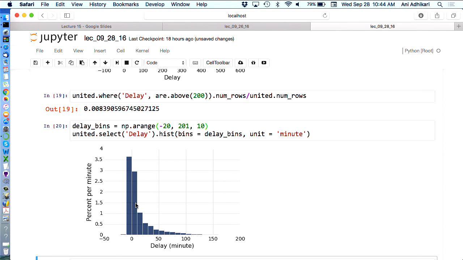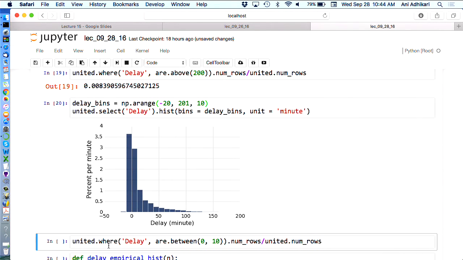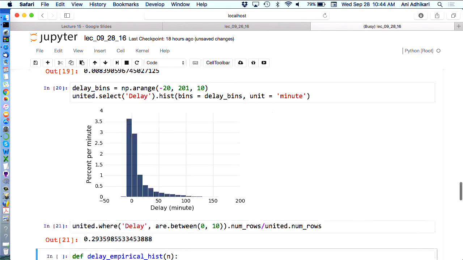Okay. Let's just confirm that. If you calculate what percent of the delays are between 0 and 10, then the proportion that you get is 29.35. Okay, just below 30, that's what we said. All right? So this is the same old histogram, no changes to histograms, whatever.